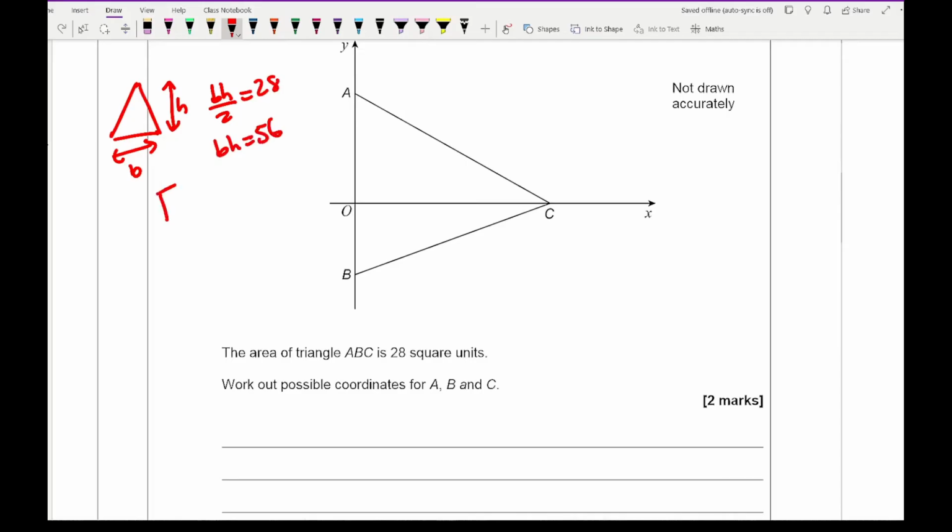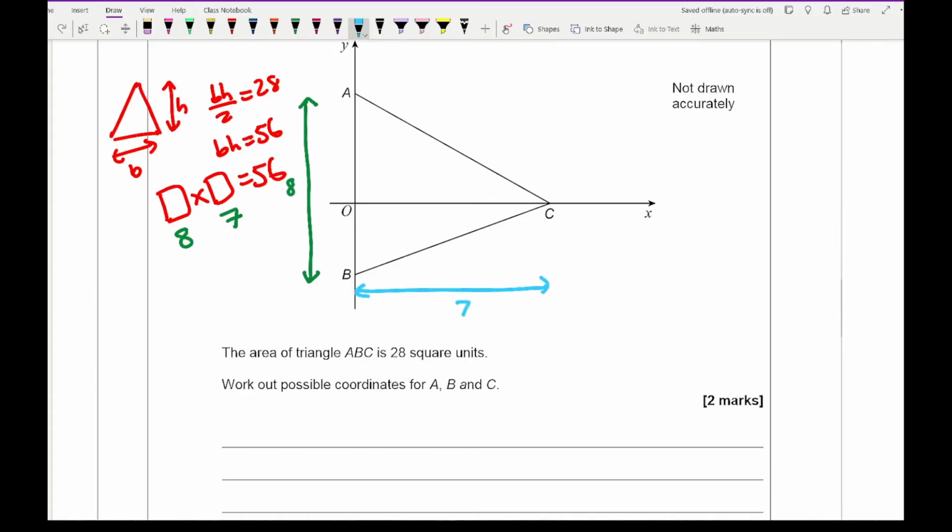So what I need to do is find 2 numbers that multiply together to give me 56. Now there are loads of different numbers. You could have decimals, you could have any combination that multiplies to give you 56. So I would say the most common examples would be 8 and 7. So let's imagine that this length here is 8, and this length here is going to be 7.